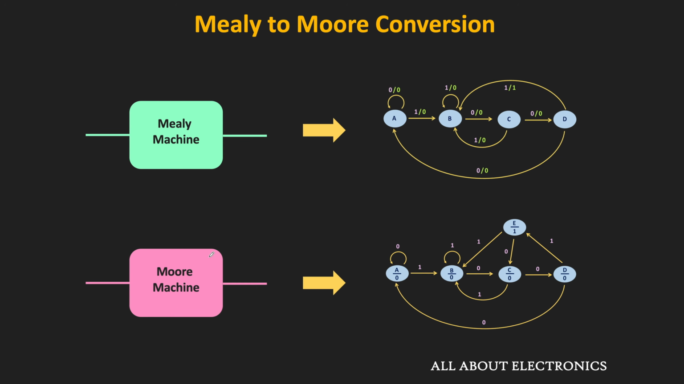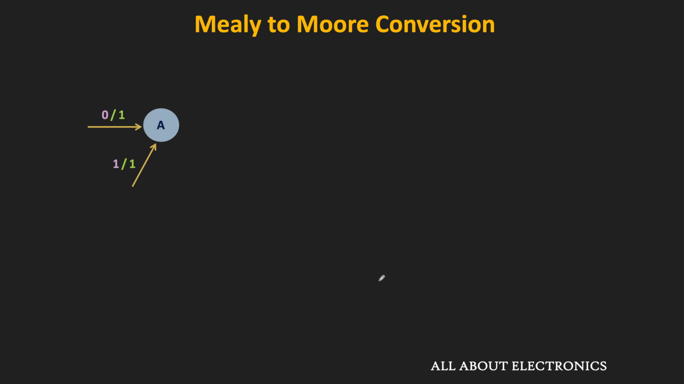So we already know that in the state diagram of the Mealy machine, both inputs and outputs are represented on the arrow itself. While in case of the Moore machine, the input is represented on the arrow while the output is represented on the state itself. So by following certain conversion rules, it is possible to convert the state diagram of the Mealy machine to the Moore machine.